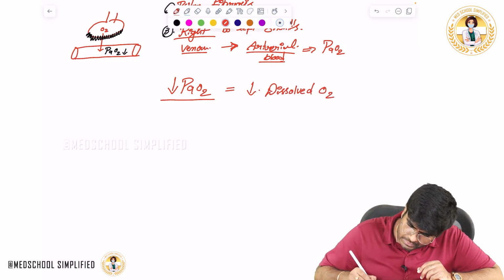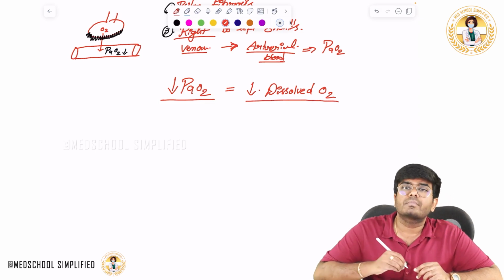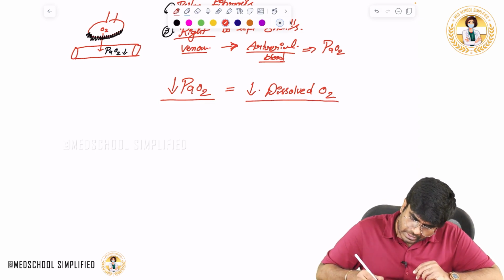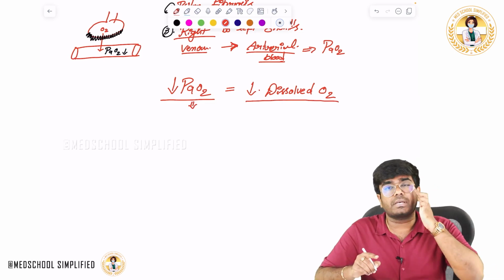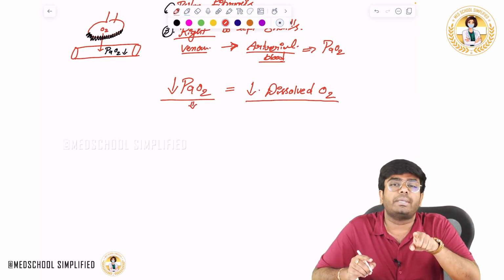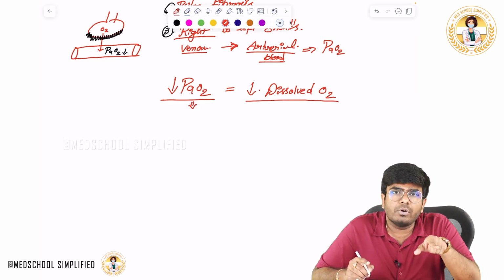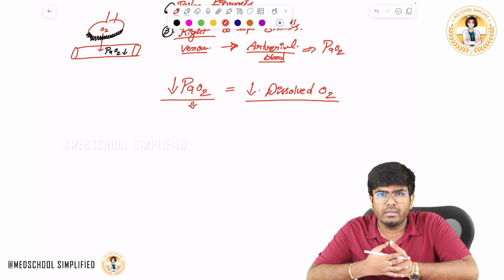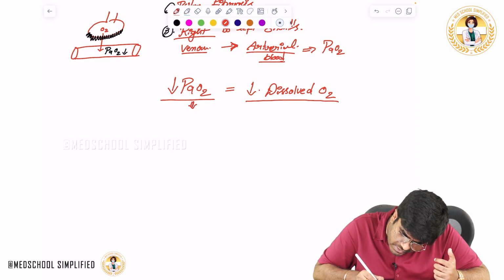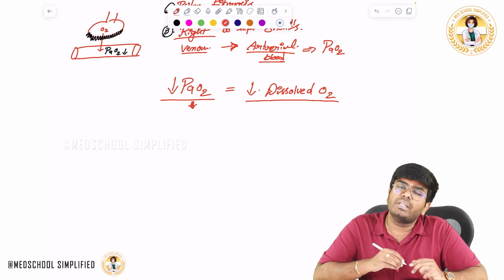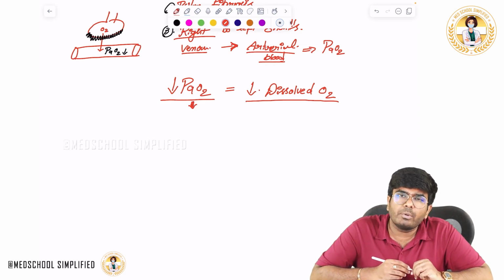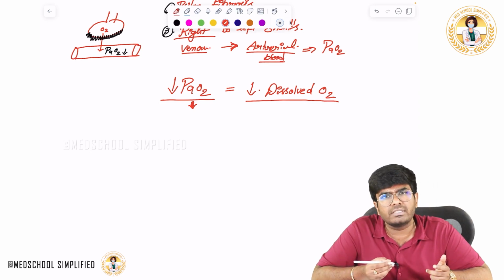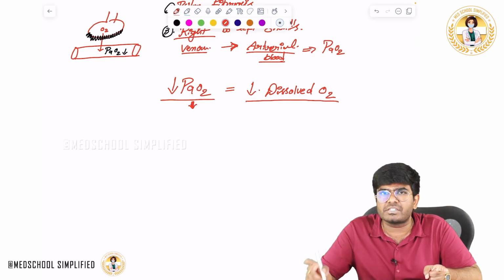Dissolved oxygen is also less. Now, if the partial pressure is high, hemoglobin is going to accept the oxygen and become 100% saturated. If the partial pressure of oxygen is less, what about the hemoglobin saturation? The saturation also decreases. It's the partial pressure which determines the saturation.